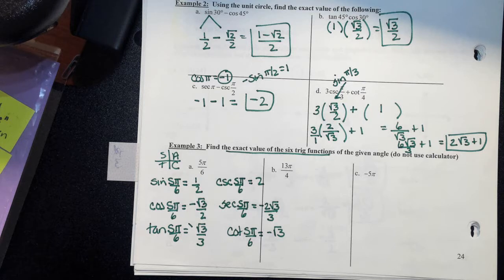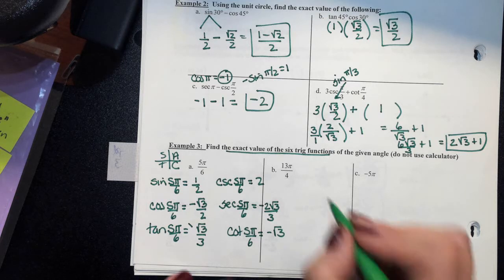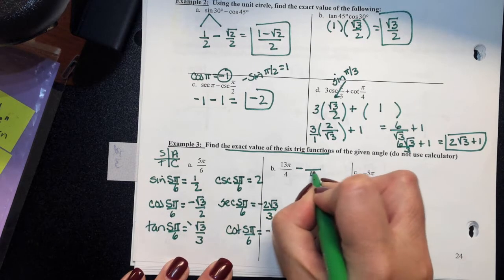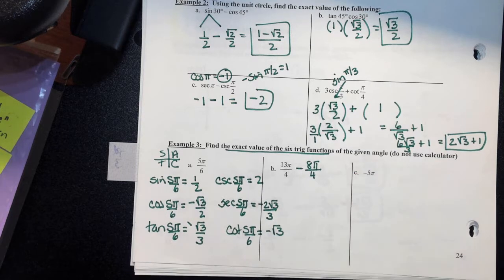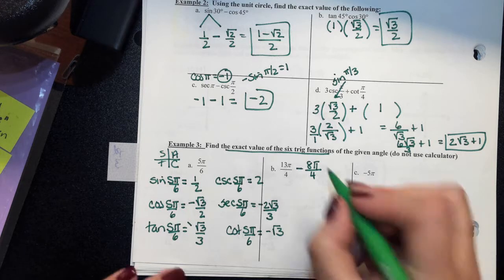Let's take a look at 13 pi over 4. Is that greater than 2 pi? Yes. So if I subtract 2 pi from this, which is equivalent to 8 pi over 4, 13 pi over 4 minus 8 pi over 4 is going to give me what? 5 pi over 4.